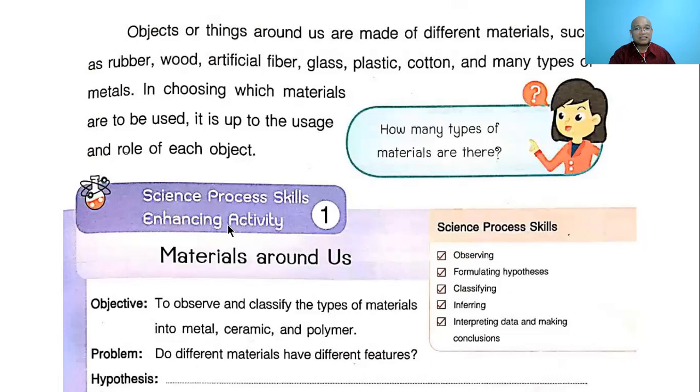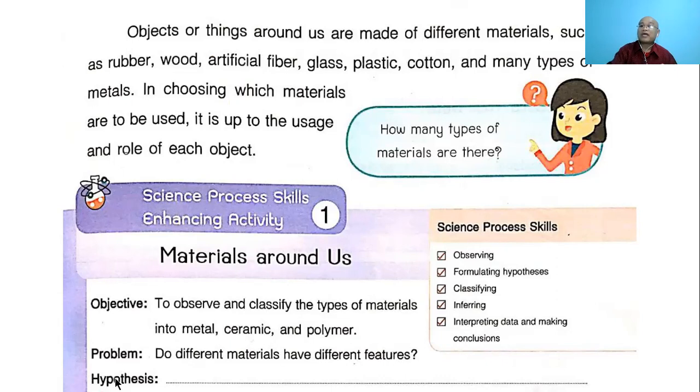Now, science process skills enhancing activity 1. Here, materials around us. We have some objectives: to observe and classify the types of materials into metal, ceramic, and polymer. All right. So what is the problem here? Do different materials have different features?